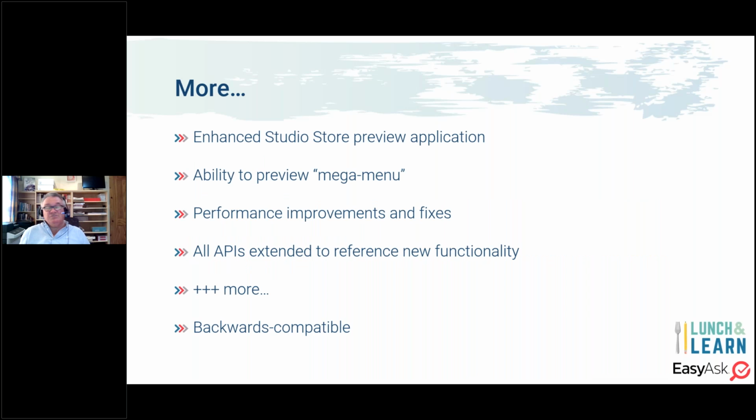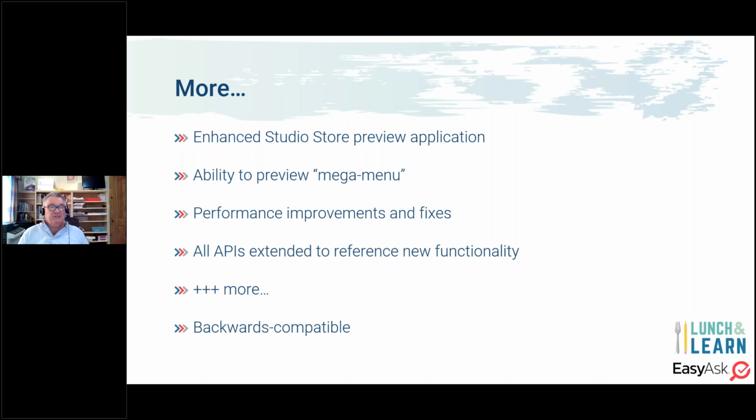There's an enhanced Studio Store preview application, so that's been extended. The ability to preview mega menu type options, which you can configure in Studio as well. There's various performance improvements and obviously fixes, and all the EasyAsk APIs have been extended so that you can access this new functionality. There's a lot of other stuff, email security and so on. And we will be producing detailed release notes a bit nearer the time that identifies every single change. But that's the kind of summary.